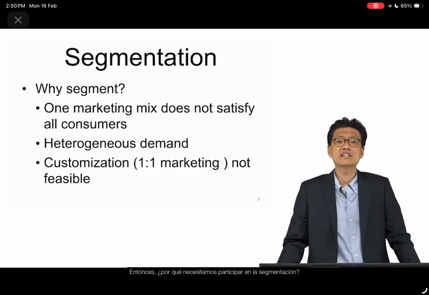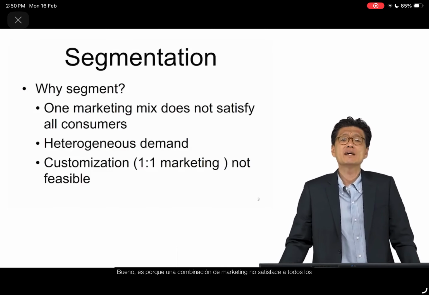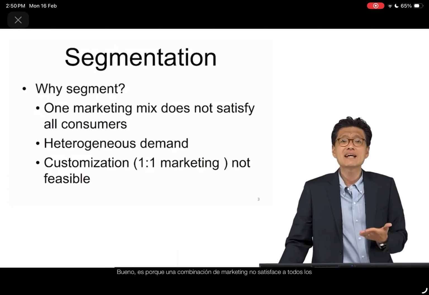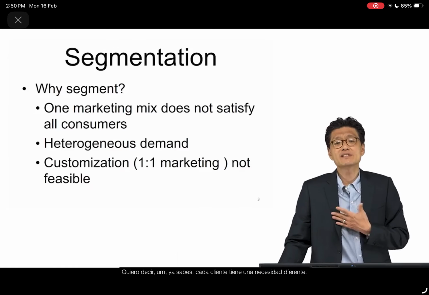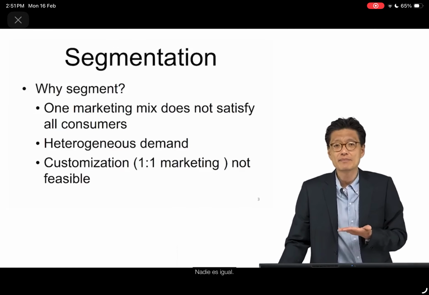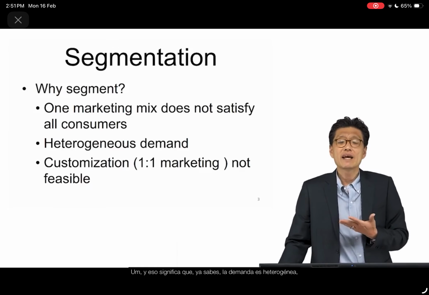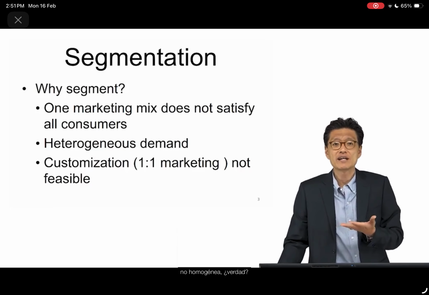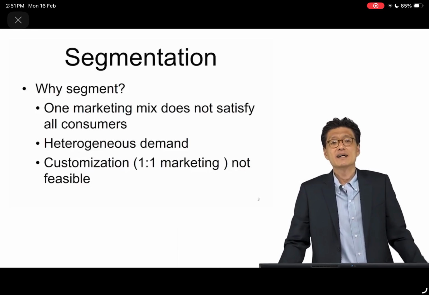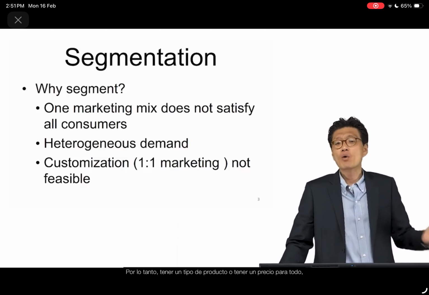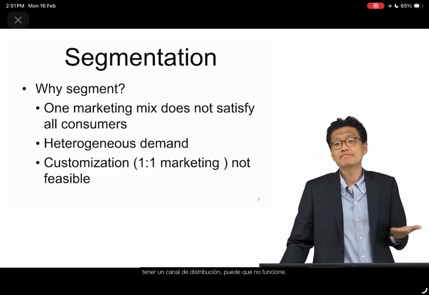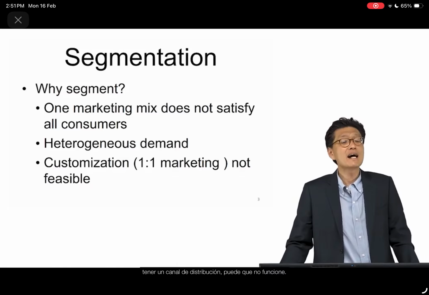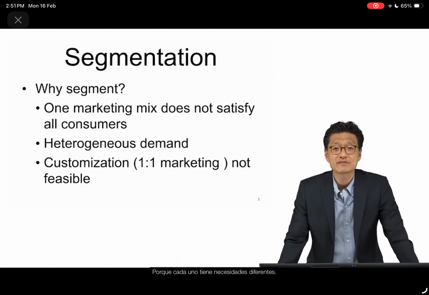So why do we need to engage in segmentation? Well, it's because one marketing mix does not satisfy all customers, right? Every customer has a different need. Nobody's the same. We're all different. And that means that demand is heterogeneous, not homogeneous, right? Heterogeneous means that they're all different. Therefore, having one type of product, or one price for everything, or one distribution channel, may not work. Why? Because everyone has different needs.